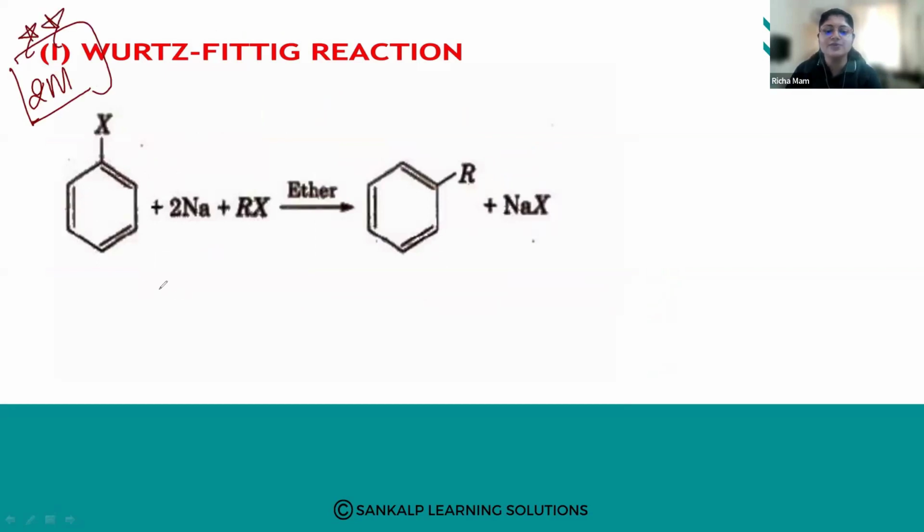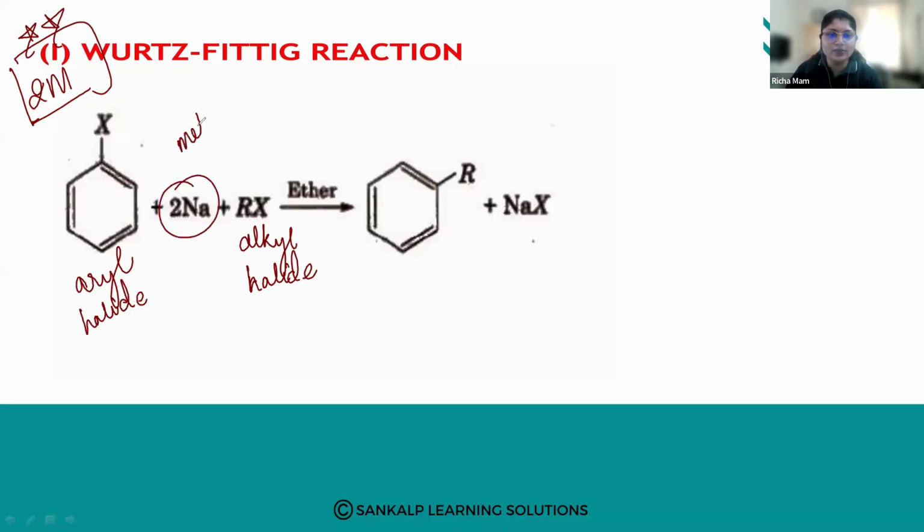Important for 2 marks. So a mixture of an alkyl halide and one aryl halide, we are going to react it with an active metal like sodium. And what is going to form? We are going to form an alkyl aryl, or you can say alkyl arenes. You will obtain alkyl arenes as the product. So this is the Woods-Fittig reaction.